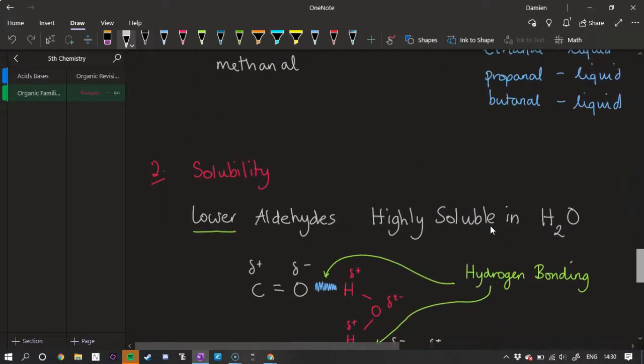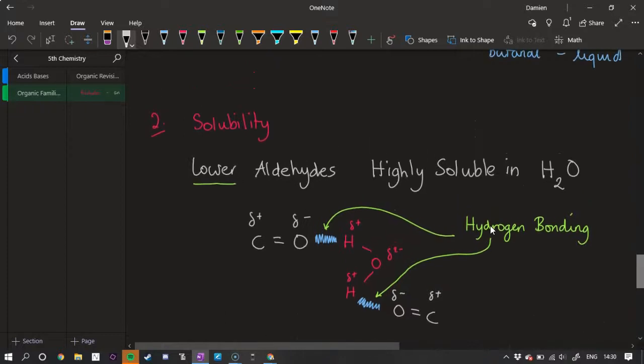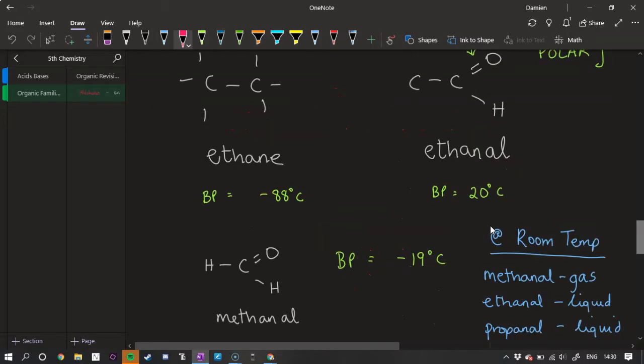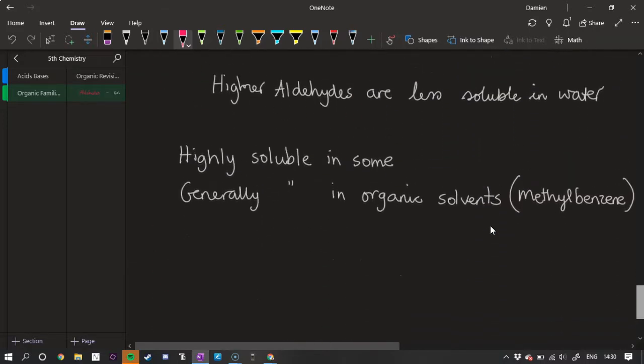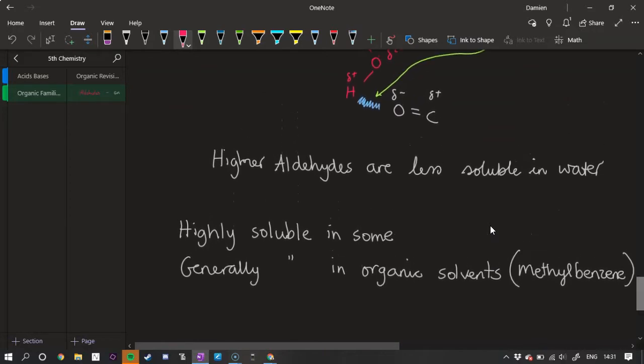And then secondly, we looked at solubility. So solubility in water is the first thing you need to know. And the other solubility is in organic solvents. So solubility in water and solubility in organic solvents. And you'll need to be able to look at that for all the other families as well. So that pretty much covers aldehydes. It's finished. We move on to ketones next, which is very, very similar to aldehydes. Let's have a look at it.